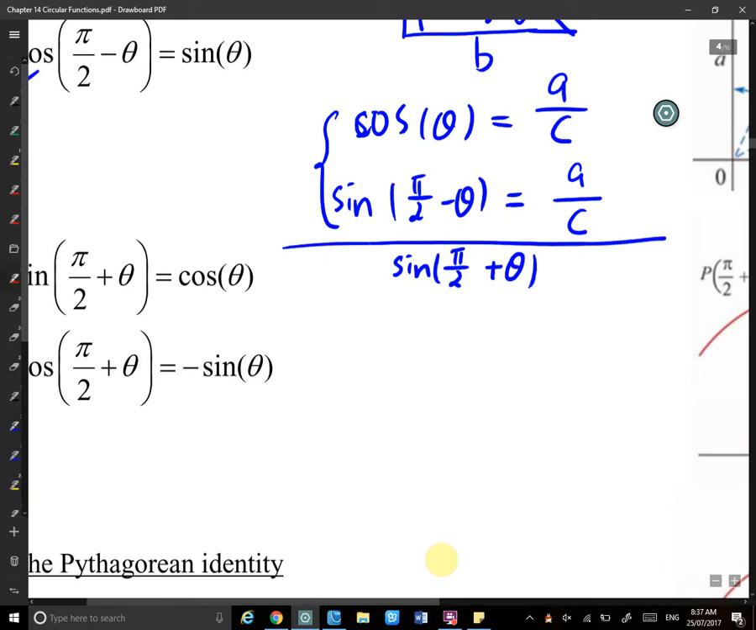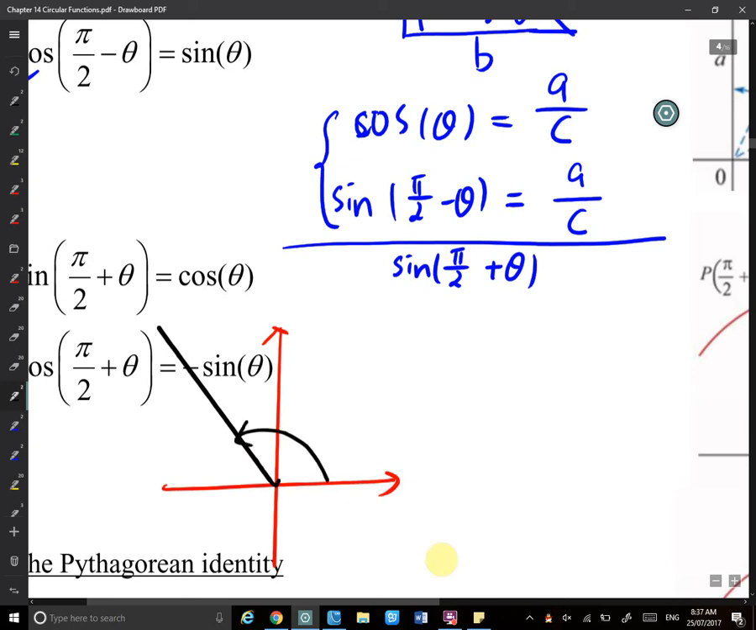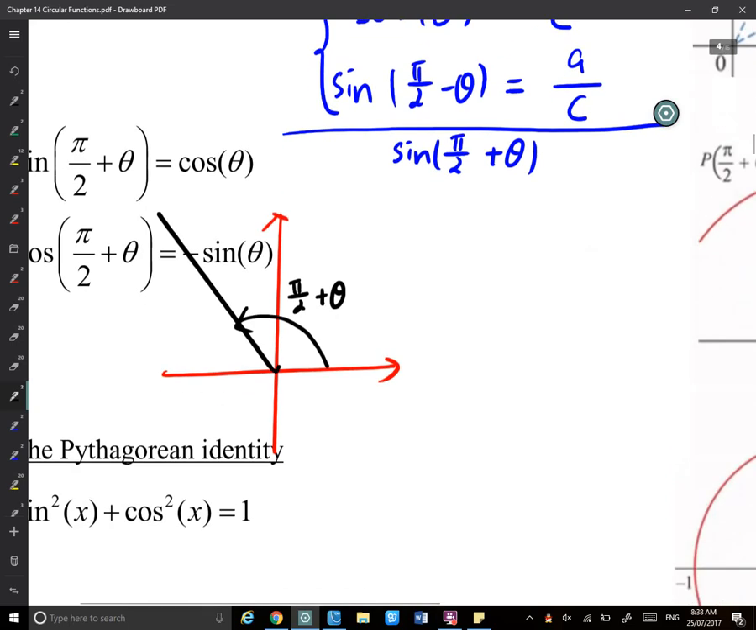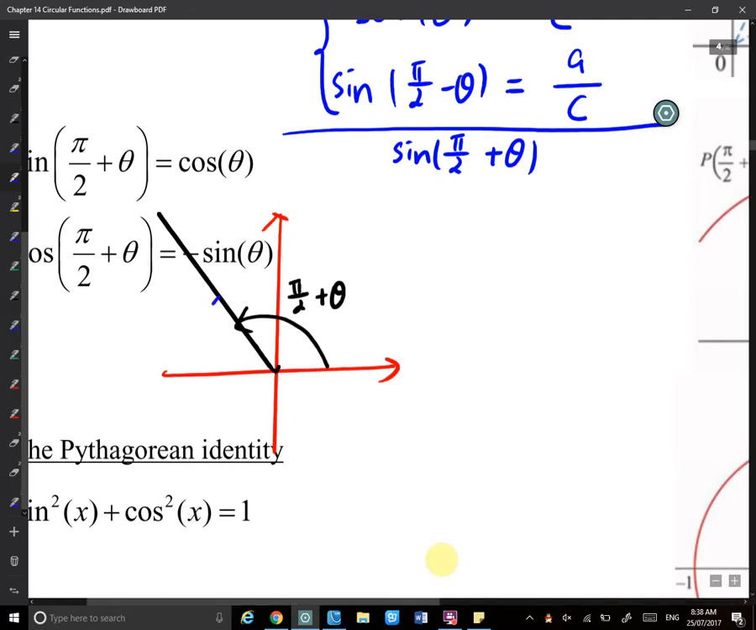So let's sketch this angle here. I would say that's this angle here. Well, I don't know how large theta is, but this angle will be pi over 2 plus theta. What do you think is the reference angle? Can you give me an expression for the reference angle here? Well, it will be this angle here, right? What's the size of this angle?